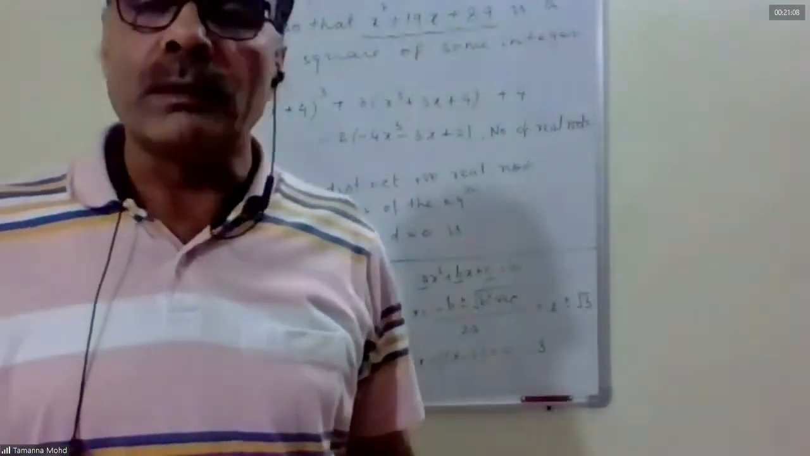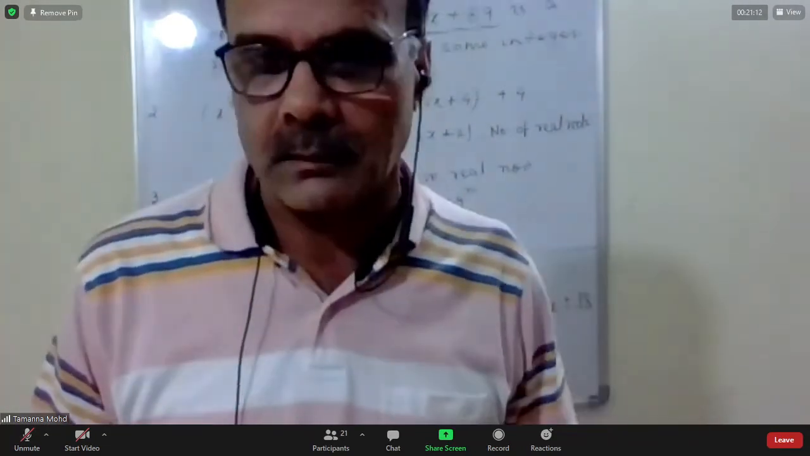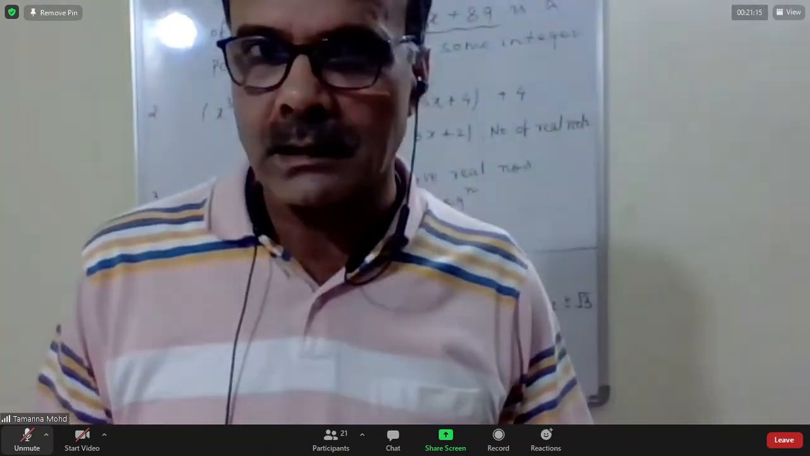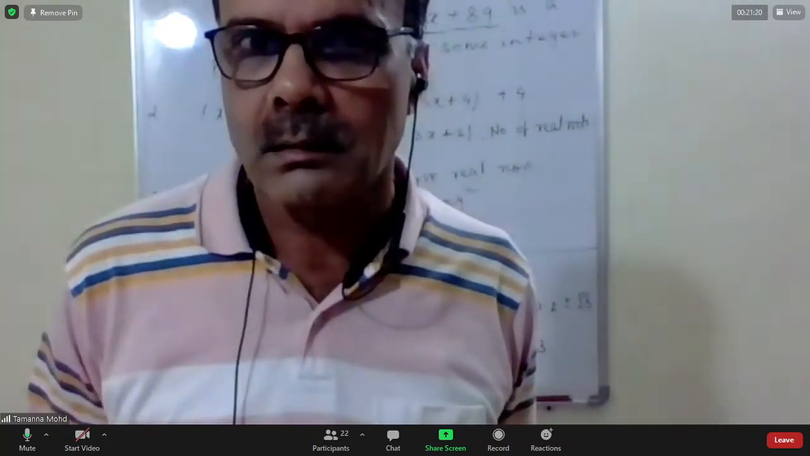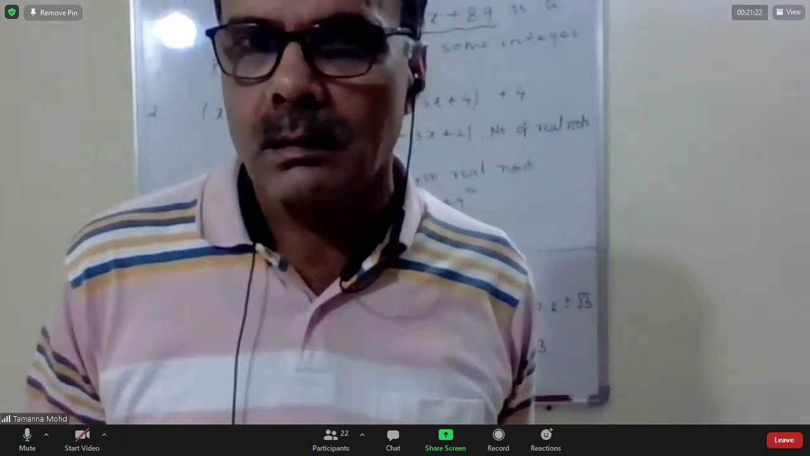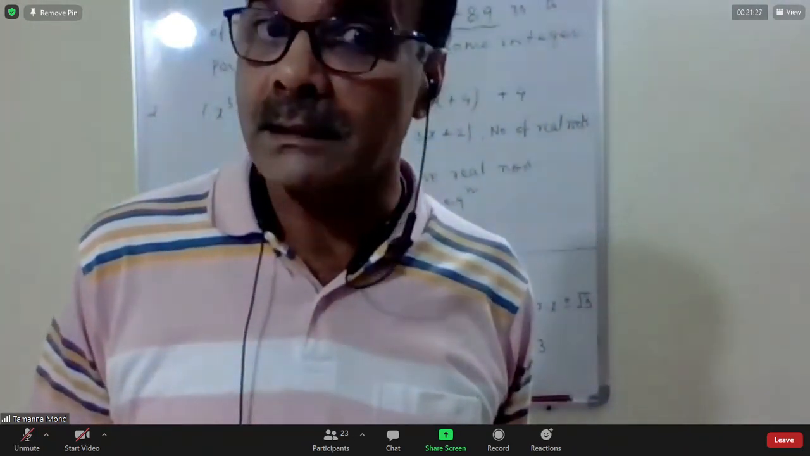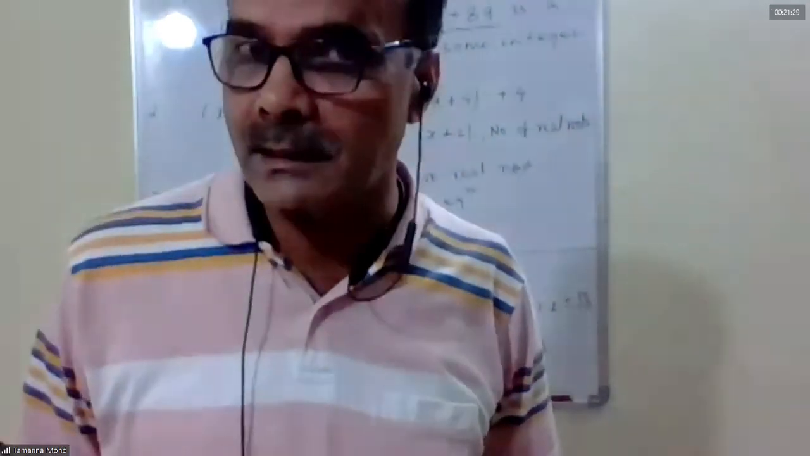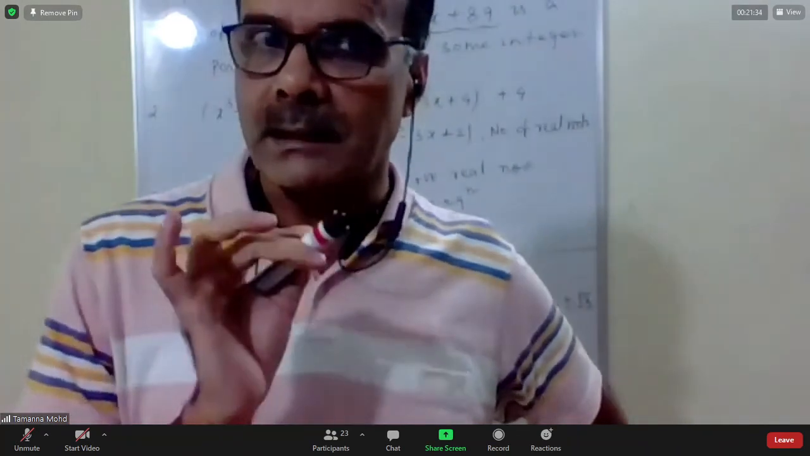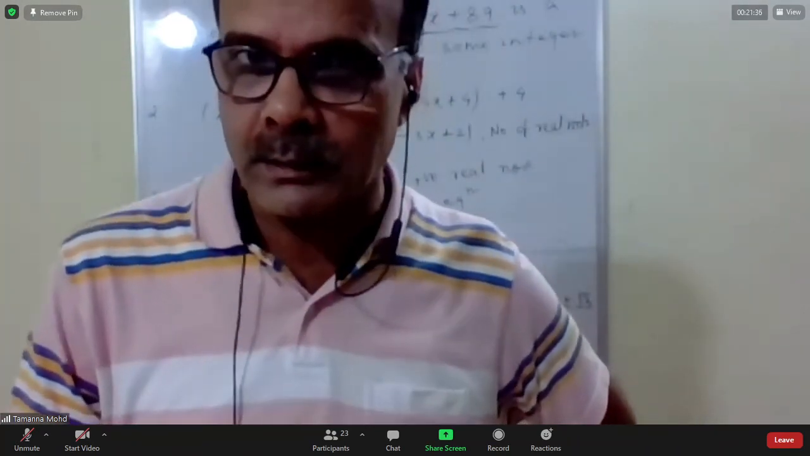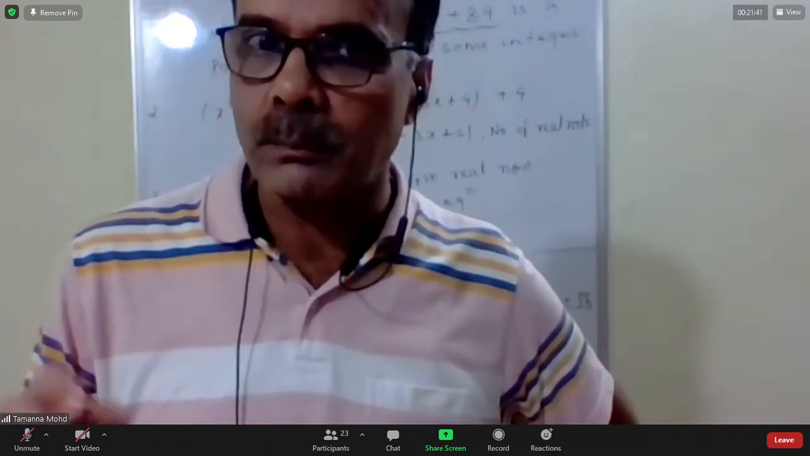Roots will be integer of a quadratic equation. Roots will be integer if coefficients are integer? If coefficients are integer, roots will be integer. Under what condition? It's not necessary and sufficient. It's a necessary condition. In the denominator part, 2a is there. So the complete statement is: the necessary condition for a quadratic equation having integral roots is that the discriminant should be a perfect square.